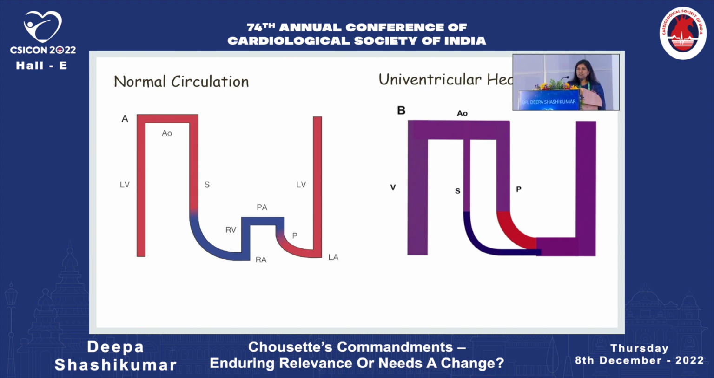the aorta. So what happens in a univentricular heart is that the single ventricle is pumping against two circulations, both the aorta as well as the pulmonary artery. So the ventricle is significantly volume overloaded.